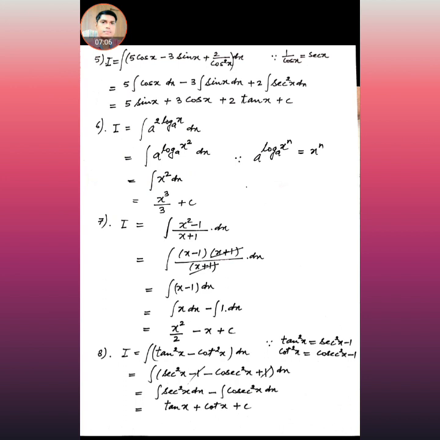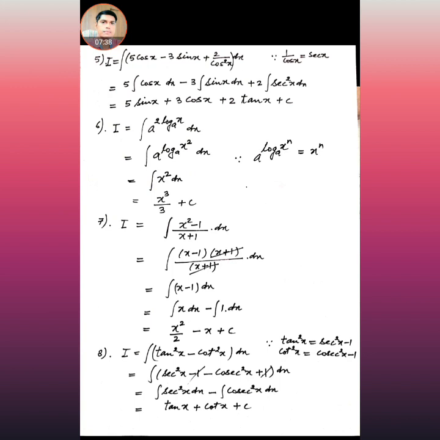Example 6. a raised to power 2 log a base x. First of all, we simplify it using the antilog formula. So after simplification, we get a raised to power log a base x square. Using the antilog formula, we can write it as x square. So the integration of x square is x cube by 3 plus C.